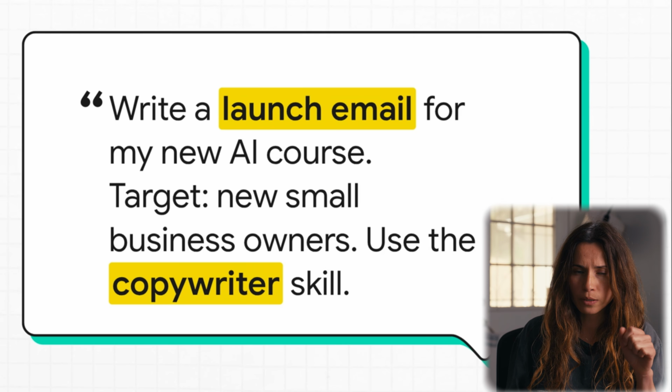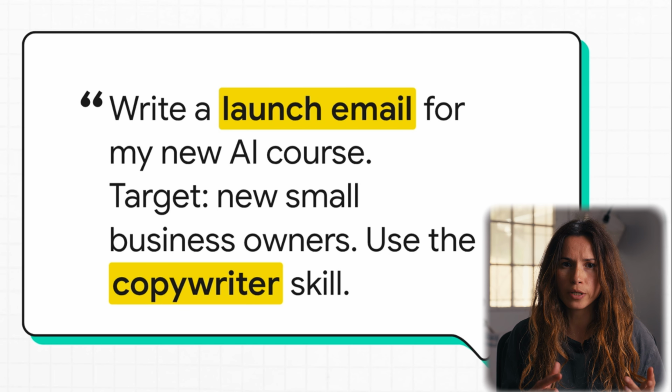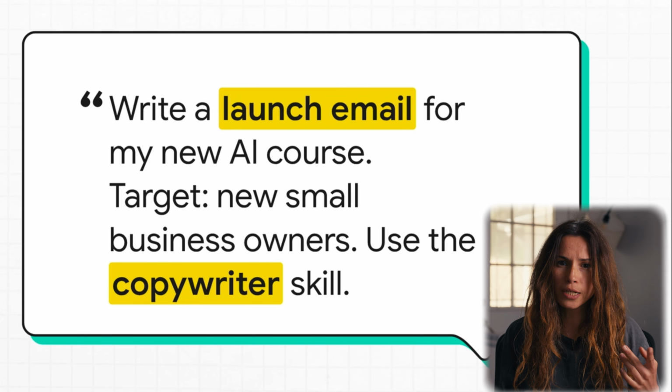And here's how you put that new agent to work. You just type a command in natural language, just like this one. See how it works. You specify the task, write a launch email. You define the audience, small business owners. And critically, you tell it which skill to use. Anti-gravity then reads your command. It references those example emails you gave it before, and it writes a draft that actually sounds like it came from you.